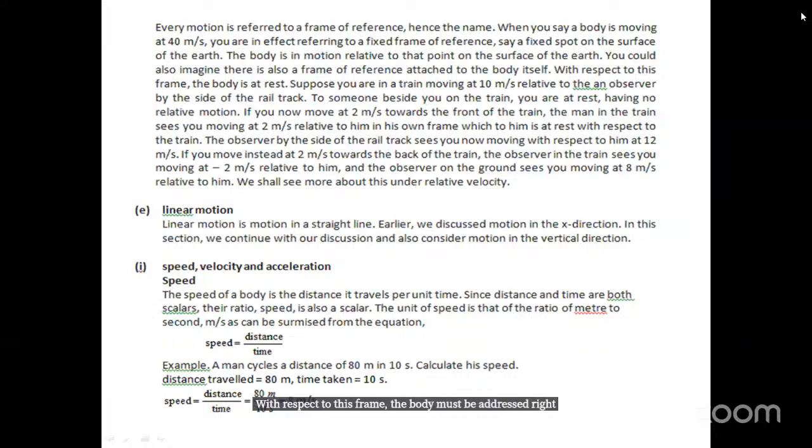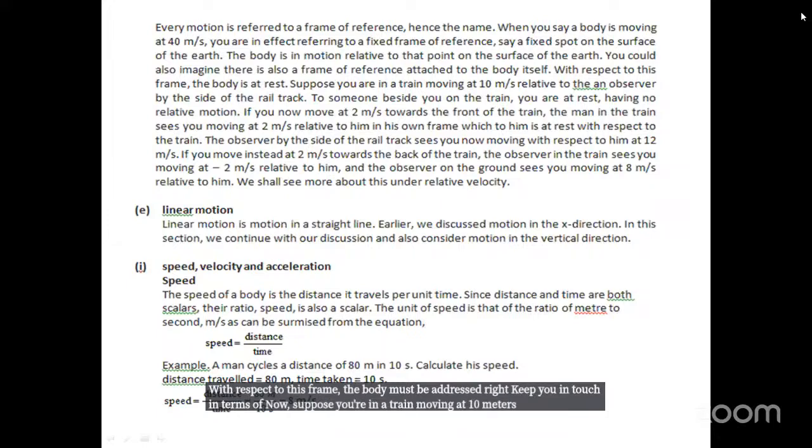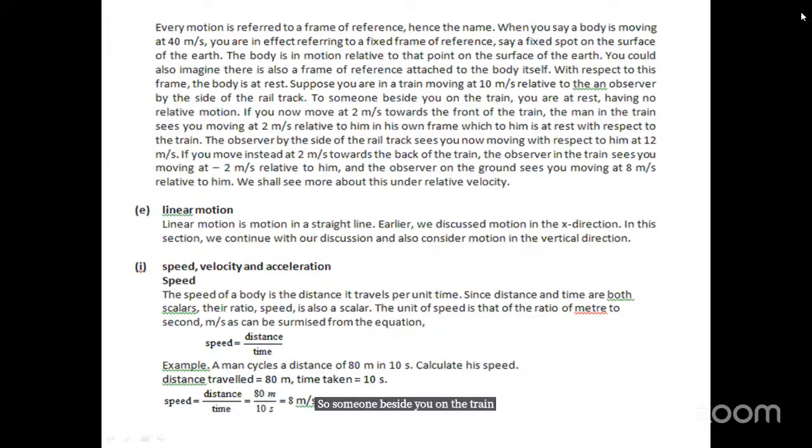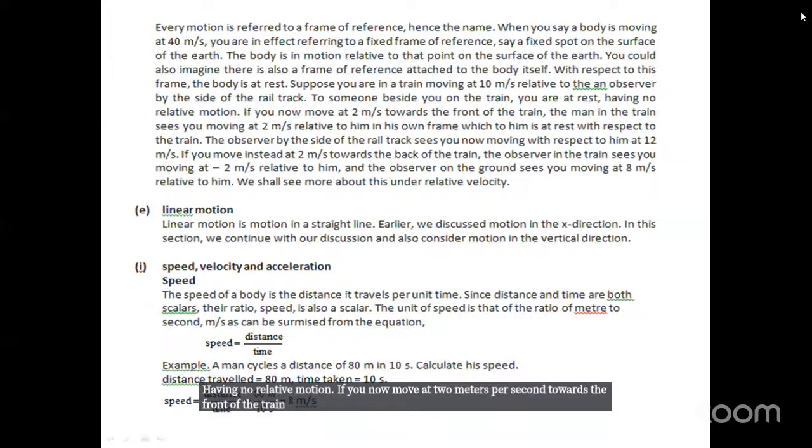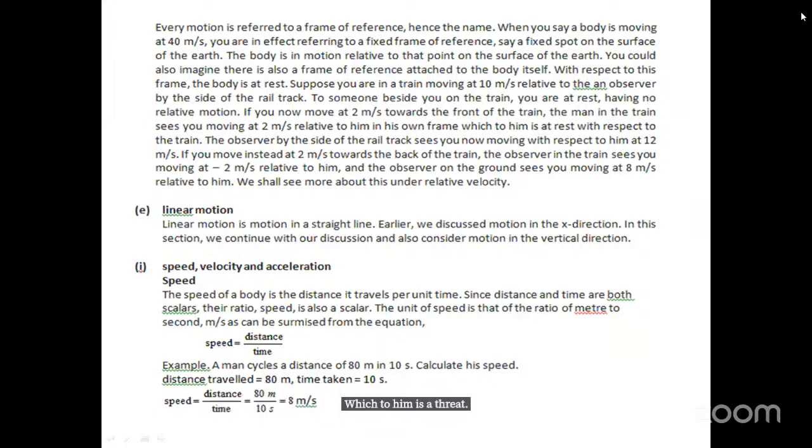Now, suppose you are in a train moving at 10 meters per second relative to an observer by the side of the rail track. So someone beside you on the train, you are at rest, having no relative motion. If you now move at 2 meters per second towards the front of the train, the man in the train sees you moving at 2 meters per second relative to him in his own frame of reference, which to him is at rest with respect to the train.